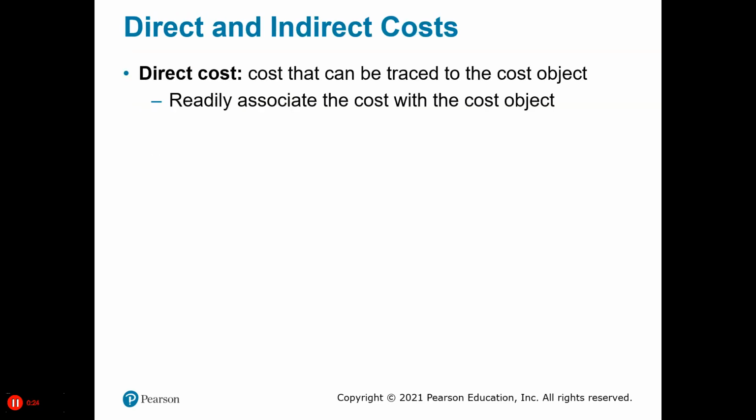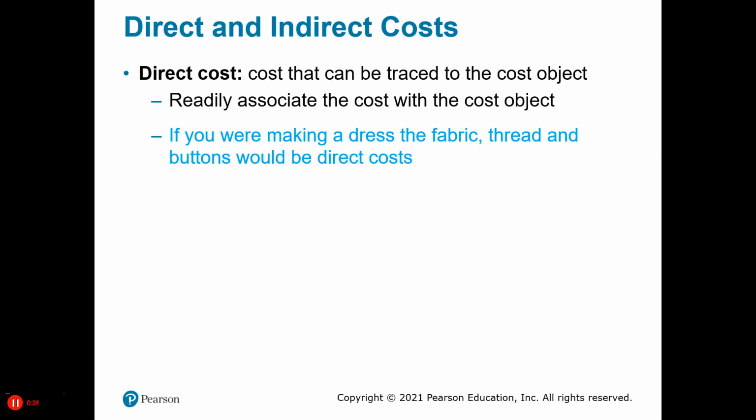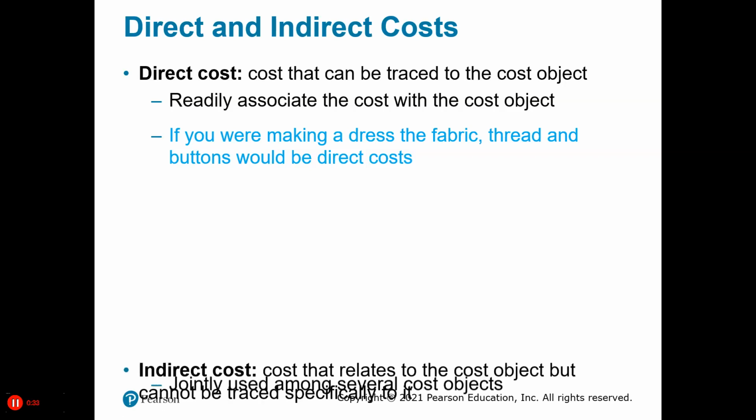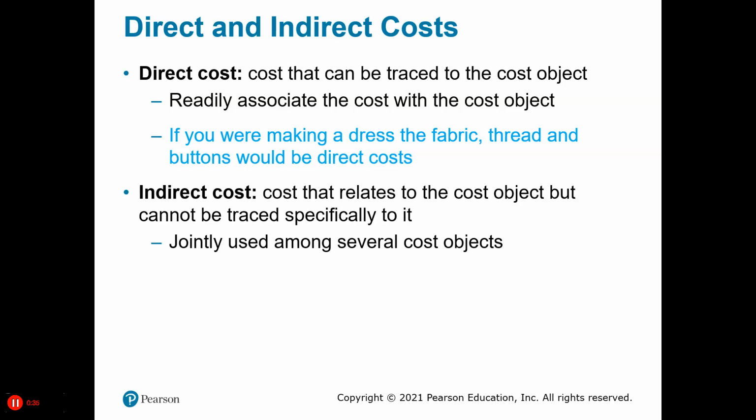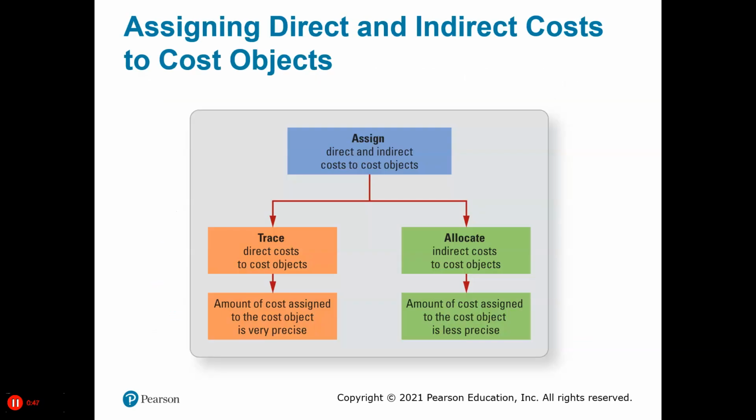Okay, direct costs, remember, those can be traced directly to the cost objective. Again, a dress: fabric, thread, buttons. Indirect costs have something to do with producing the product, but you cannot trace them specifically. An example would be a supervisor's salary. For manufacturing, we must assign direct and indirect costs to the cost objective because we have to keep track of those costs.